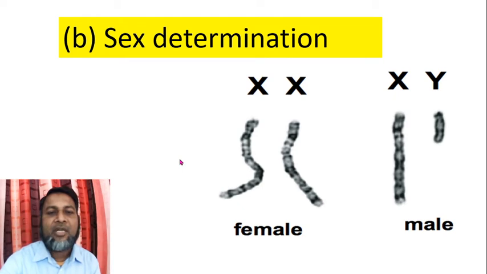So the sex of a person is dependent on XX or XY chromosomes. XY chromosome is responsible for sex determination. So this is also an experiment or evidence for chromosome as the physical basis of heredity.